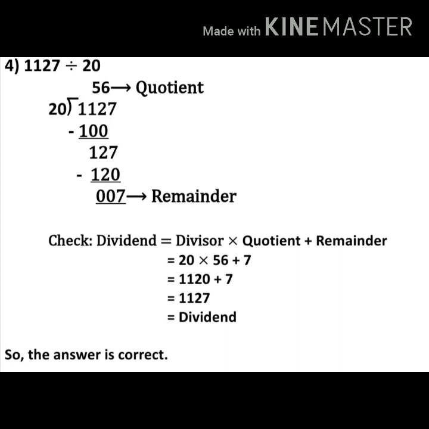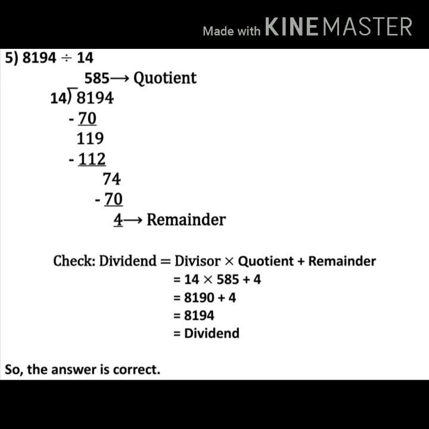Here 7 is the remainder, 56 is the quotient, and 20 is the divisor. Now we have to use the formula, that is dividend is equal to divisor into quotient plus remainder. Now we have to substitute these values in this formula. After substituting the values, we will get 20 multiply 56 plus 7. Now according to the BODMAS rule, firstly we have to multiply 20 and 56. After multiplication we will get 1120 and write plus 7 as it is. Now in the next step we will add these two numbers. After addition we will get 1127, which is equal to the dividend. So the answer is correct.